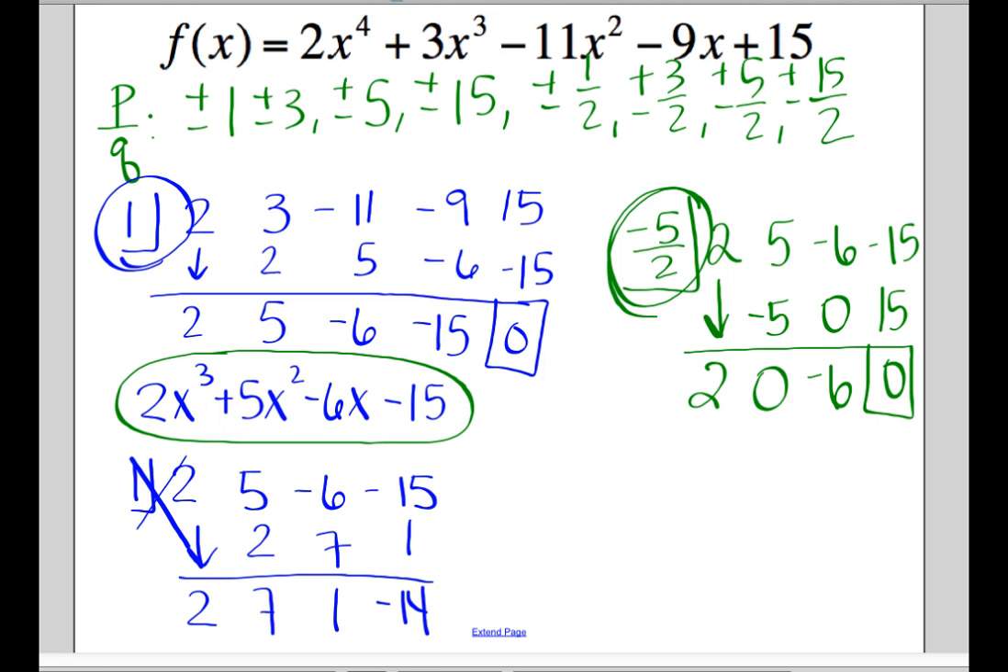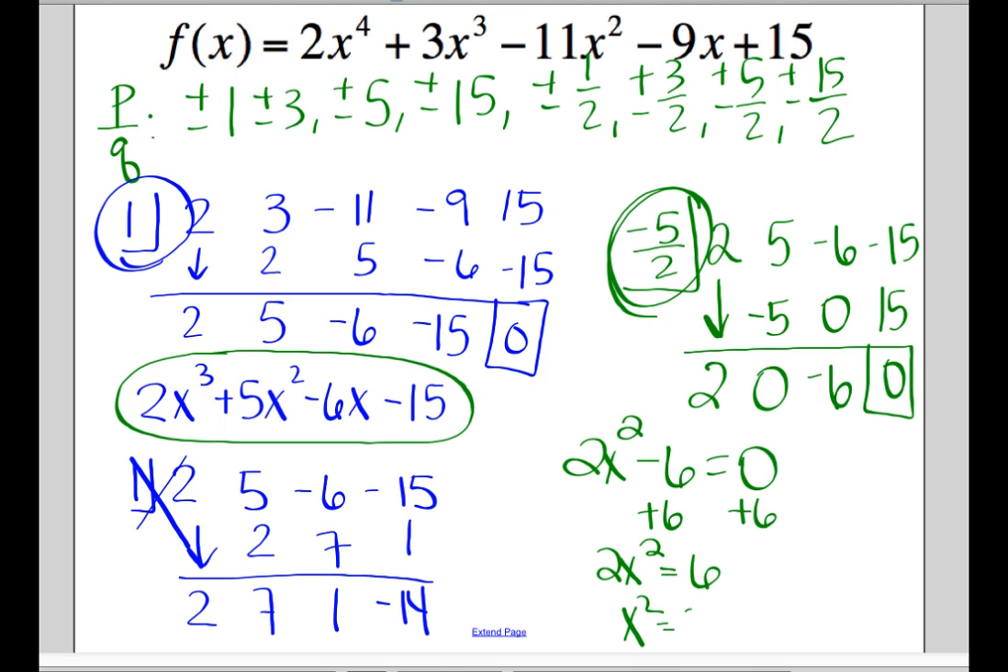I have a positive and I have a negative. That means there's 2 more solutions here, one of them positive and the other one negative. Let's look at what was left with my synthetic division this time. 2x squared, no x's, and minus 6. This is kind of nice. This isn't that hard to solve. Add 6 to the other side. Divide by 2. And it looks like we get plus or minus the square root of 3. Those are our other 2 solutions.